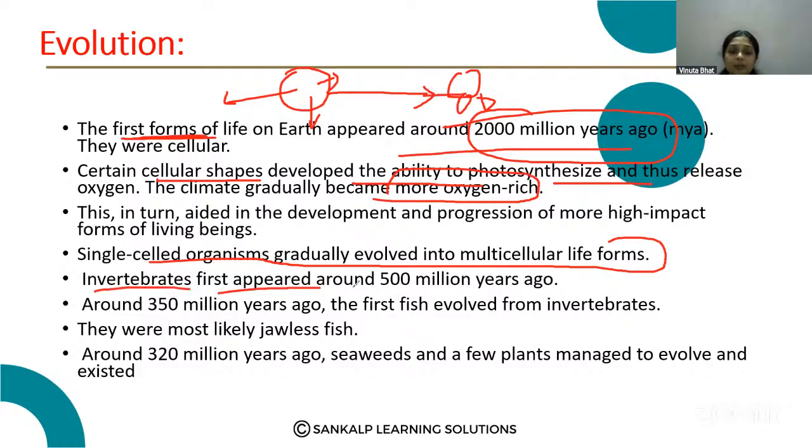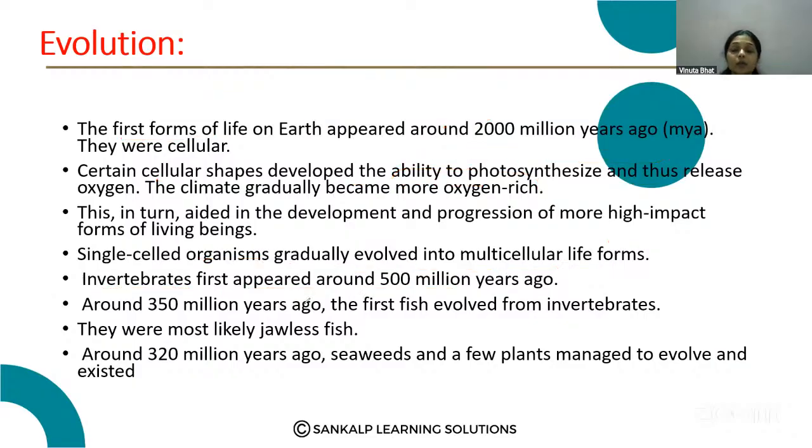Invertebrates first appeared around 500 million years ago. Very important, 500 million years ago. Invertebrates means without notochord. So some organisms without notochord appeared 500 million years ago. Okay, so this timeline is very important.